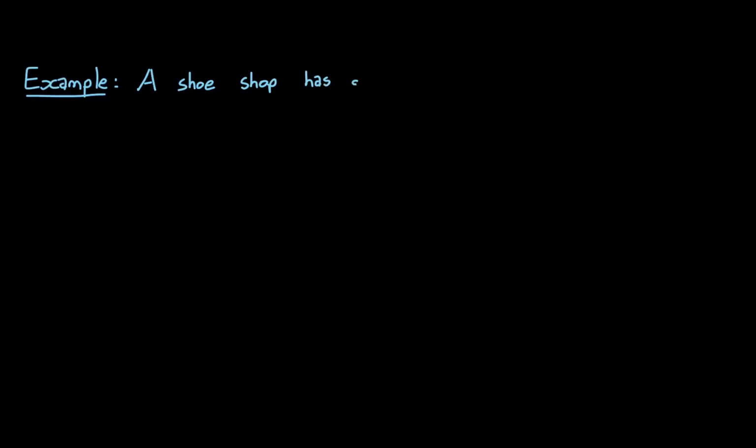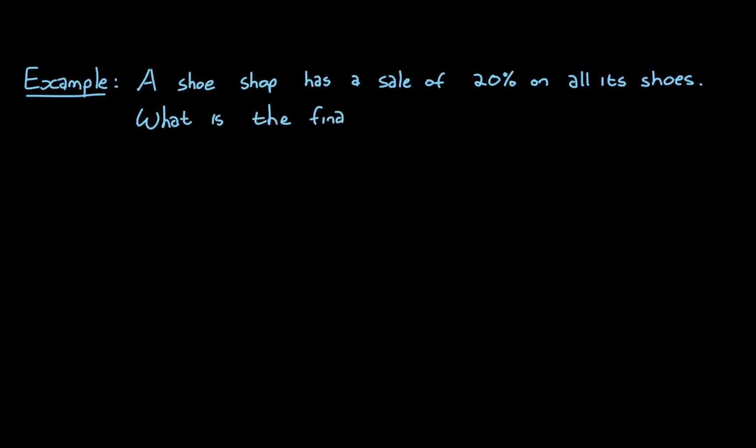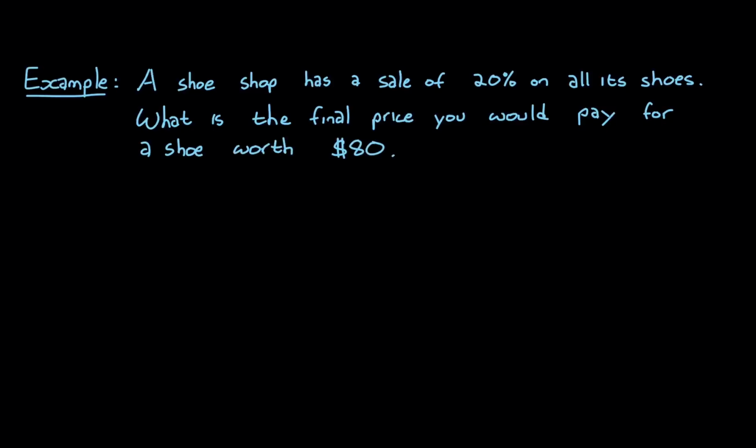Okay, let me just write this down. A shoe shop has a sale of 20% on all its products. You find a nice pair of shoes that is worth $80. So what is the final price you would pay for a shoe worth $80? I'm just going to take the average price.